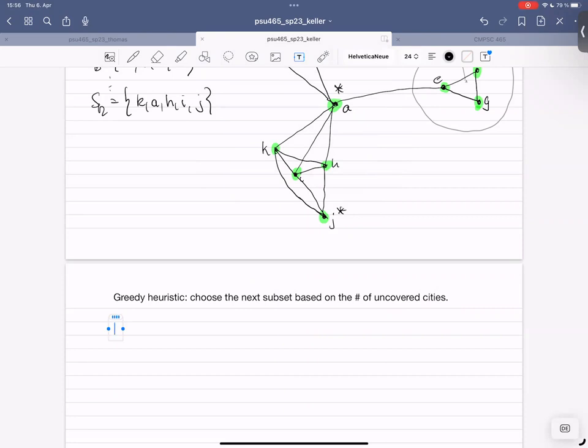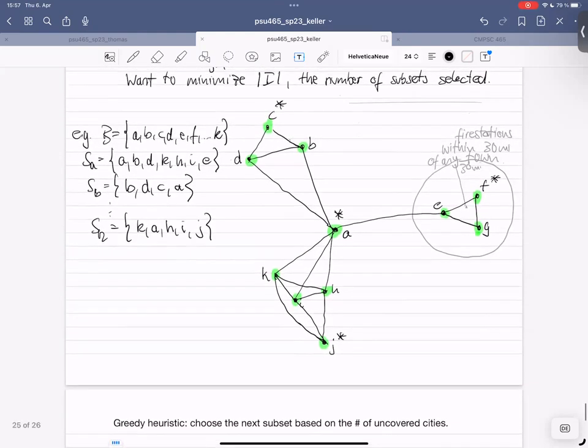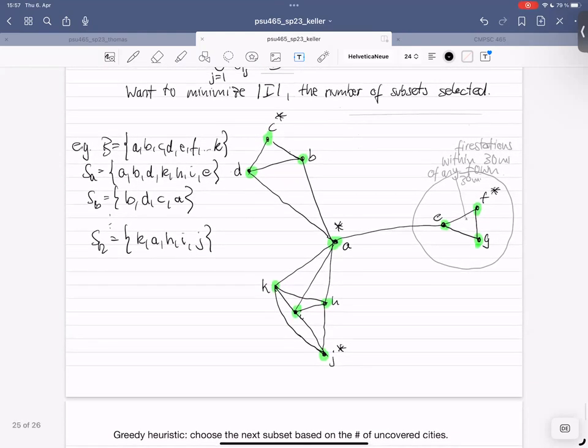So is 4 optimal in this case? No. What's a better solution? Just said no because I told you that this is a counterexample where greedy is not optimal. 3? Yeah. Any suggestion? Oh, you can't see it anymore. So what 3 towns would be a good solution here?